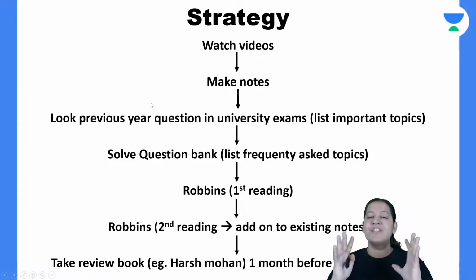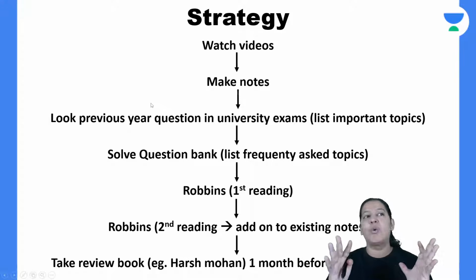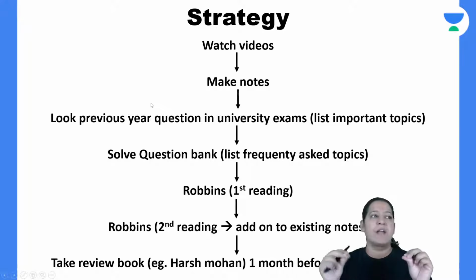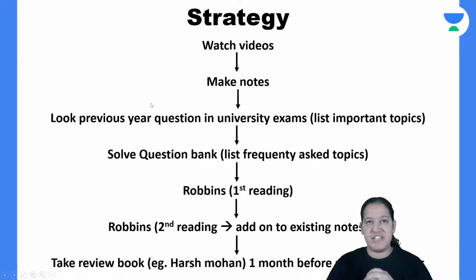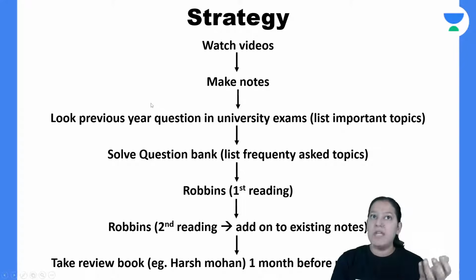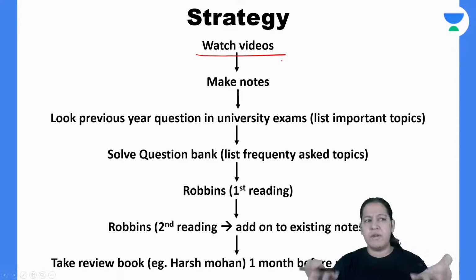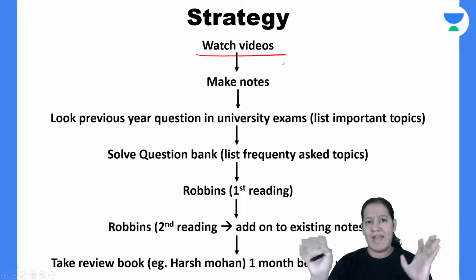Whatever chapter you intend to read from Robbins, suppose you are starting with the first chapter, that is cell adaptation and cell injury. I recommend you first watch the videos from whatever app. If you are in second prof, I hope you have taken some online app and registered. So watch the videos.